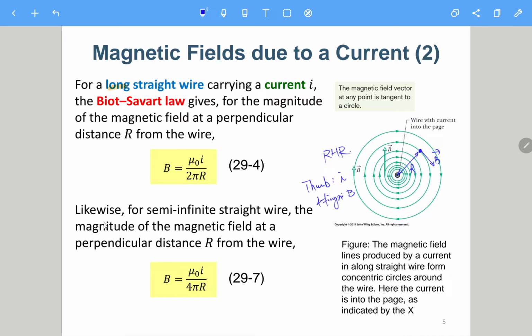So here it is also said that likewise for the semi-infinite straight wire, which means that it starts from 0 to infinity, the magnitude of the magnetic field at the perpendicular distance R from the wire will be this one. This one is actually half of it, because due to the symmetry, we only have half of the magnitude.